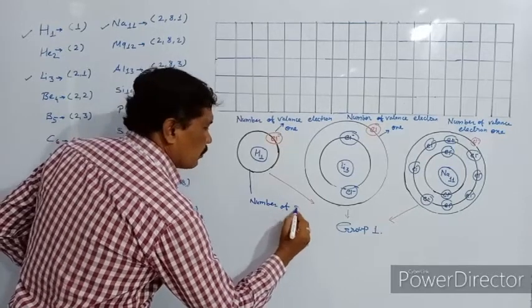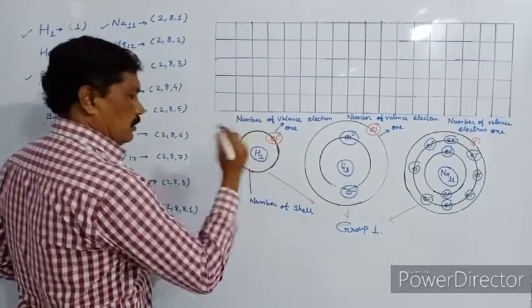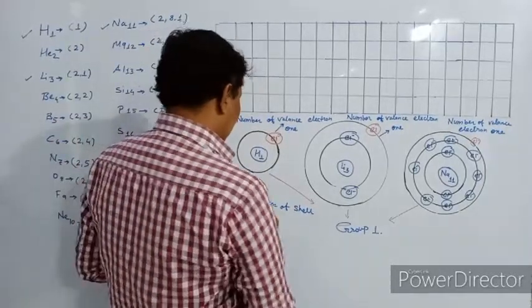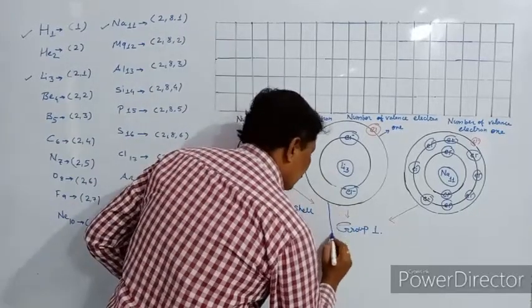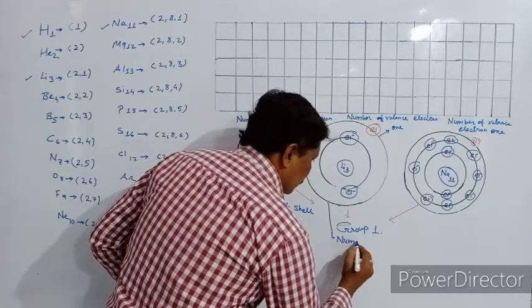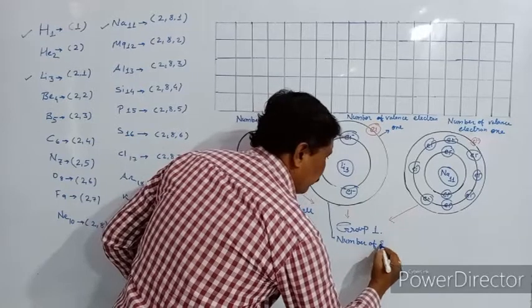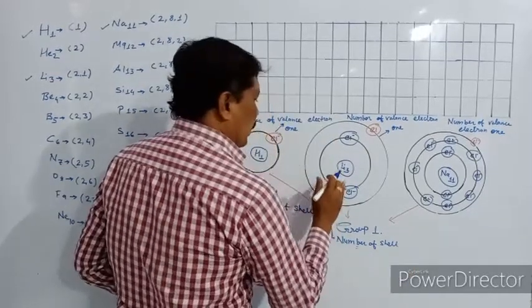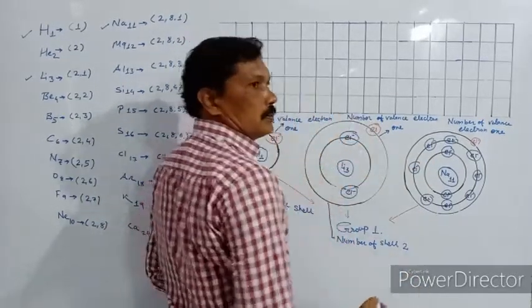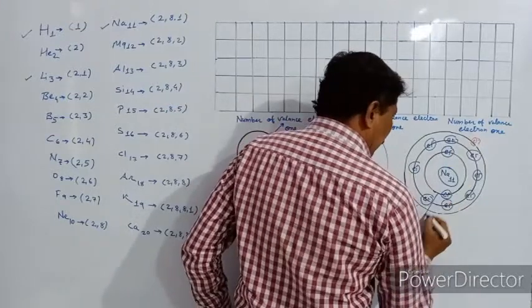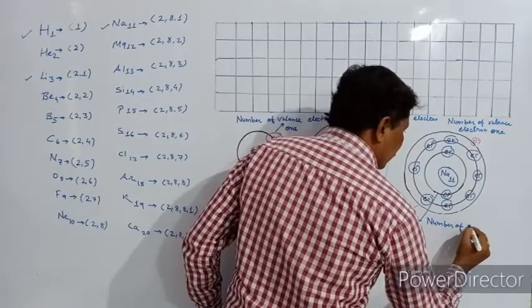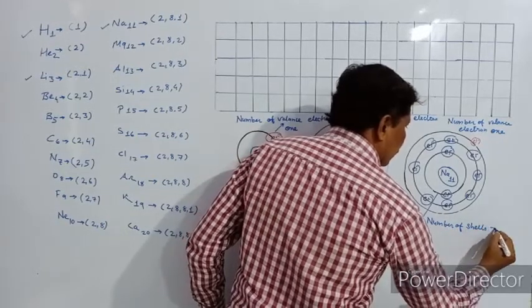Number of shells. How many shells are there? 1. Number of shells 1 and 2. At the center there is the nucleus. Number of shells 3.